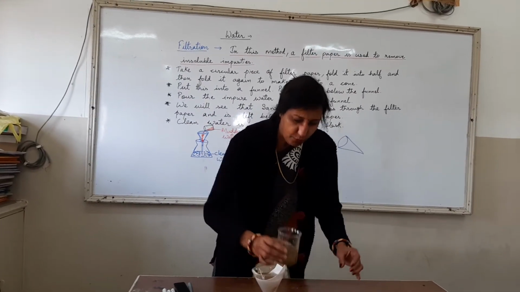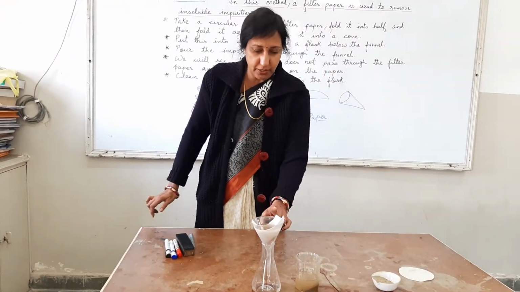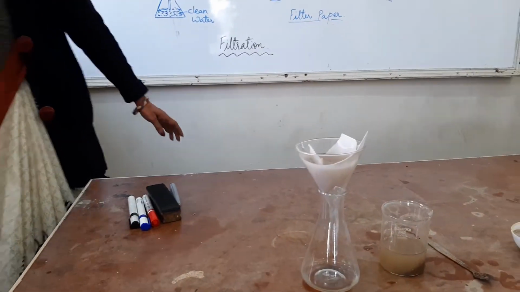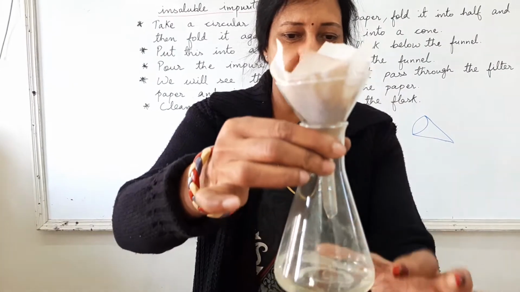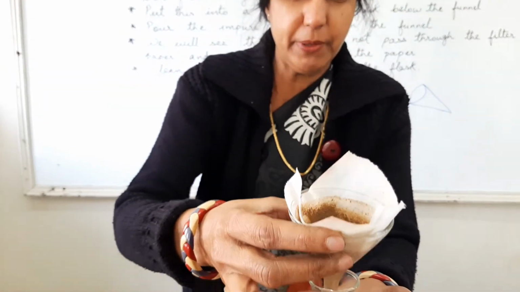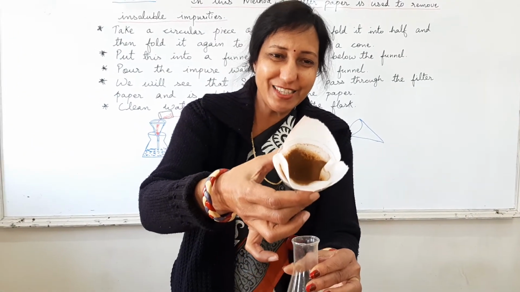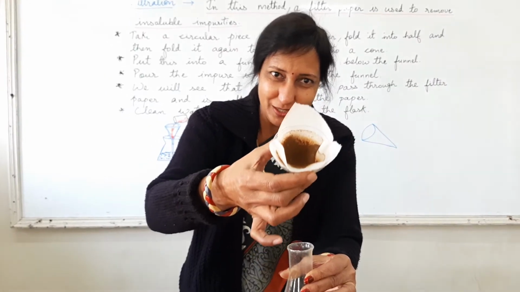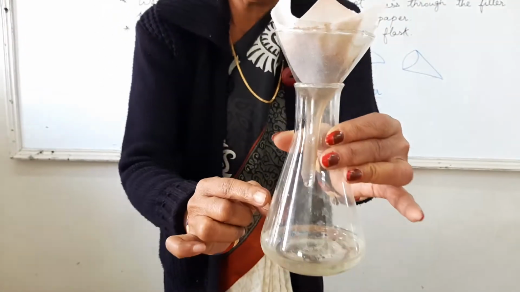And children, what will happen next when I am pouring this muddy water in the funnel with the help of a filter paper? Soon after some time, I will get this kind of clean water in another beaker. You can see the filter paper is holding all the mud in it. Can you see, children? All the mud has collected in the filter paper. Only the clean water has gone down below.